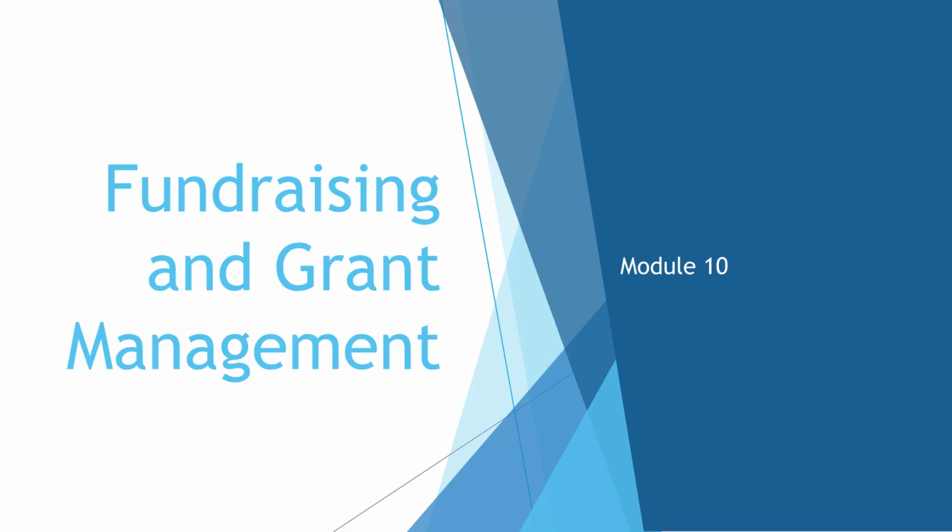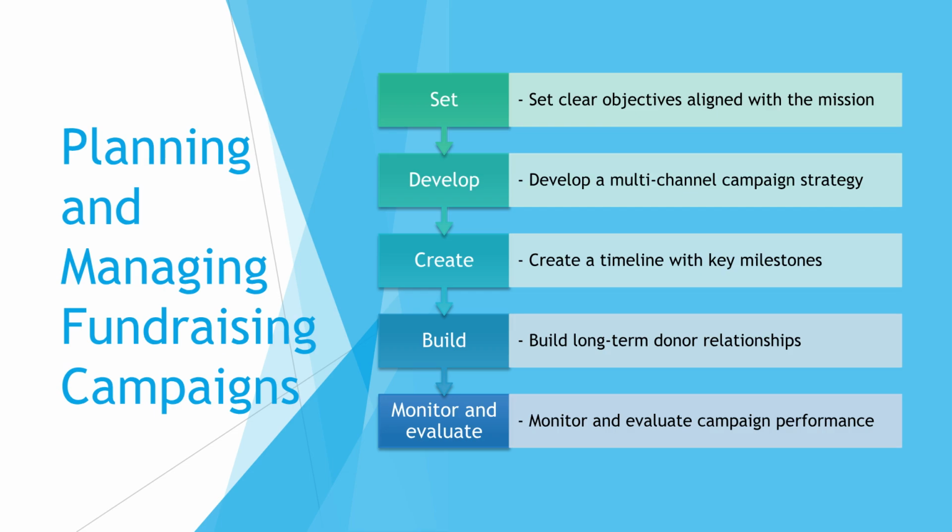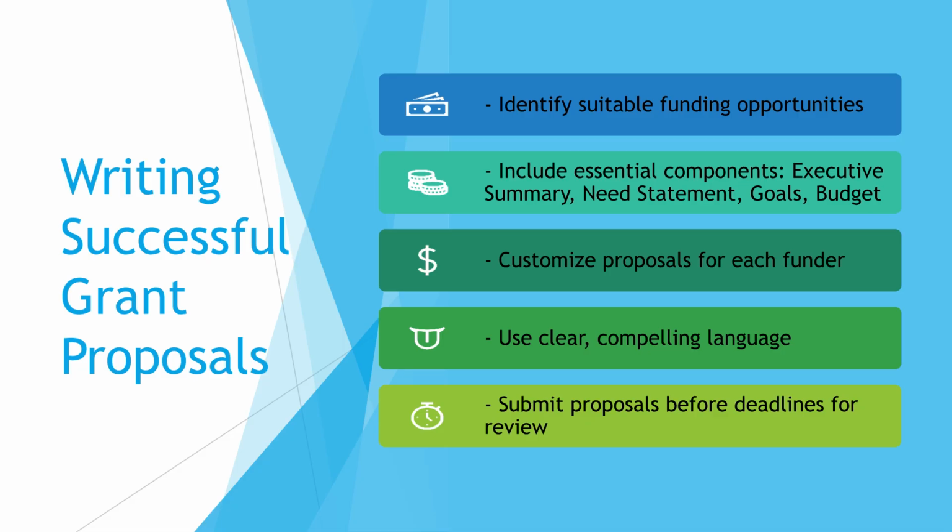Module 10 addresses fundraising and grant management. Planning fundraising campaigns involves setting clear objectives, developing a multi-channel strategy, creating a timeline, building donor relationships, and monitoring performance. To write successful grant proposals, identify suitable funding opportunities and include essential components such as an executive summary, needs statement, goals, and budget. Customize proposals, use compelling language, and submit them before deadlines.